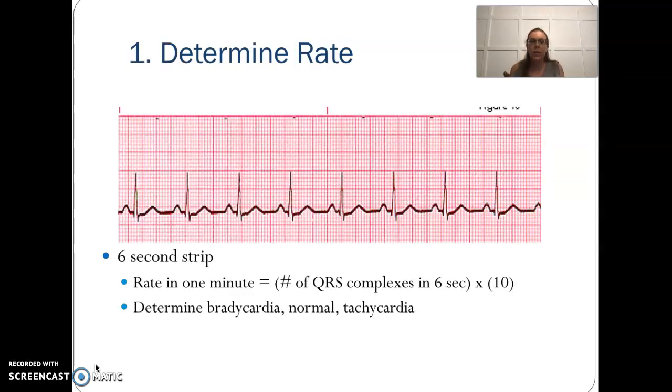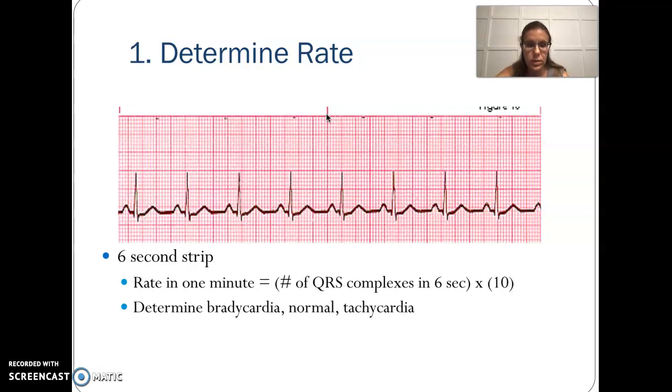So the first thing you're going to do is determine the rate. When I give you a rhythm strip on your exam, you will always have a 6-second rhythm strip. On the activity that you just did, there were lots of little dashes up at the top. Sometimes they measure 1-second increments, sometimes they measure 3-second increments. One way or the other, I'm going to give you a 6-second strip, so I'm not going to trick you up or anything.